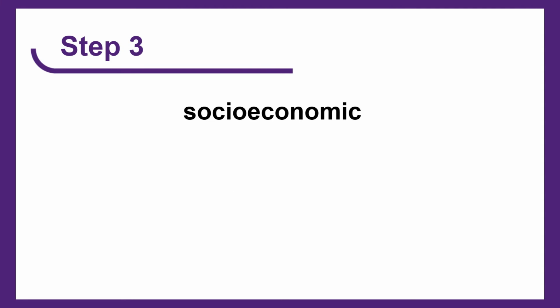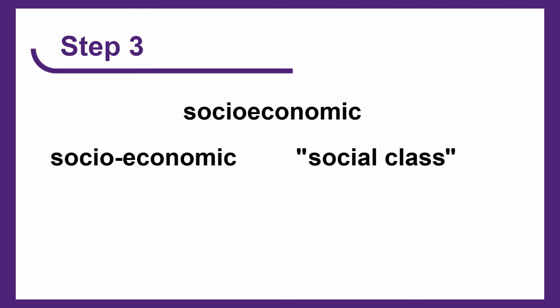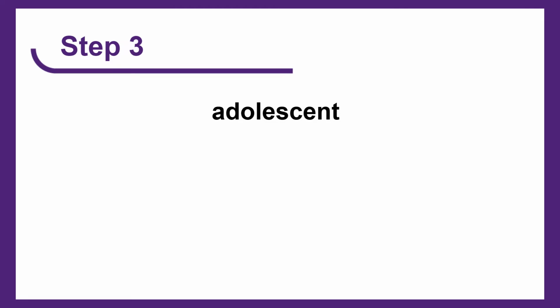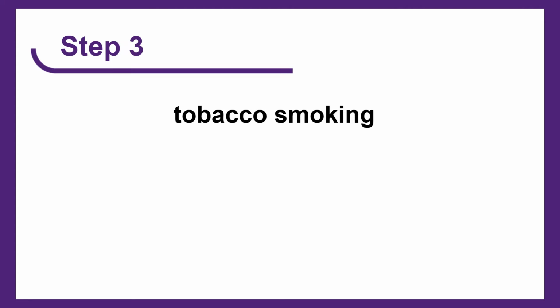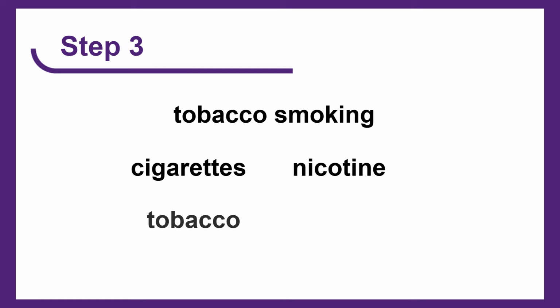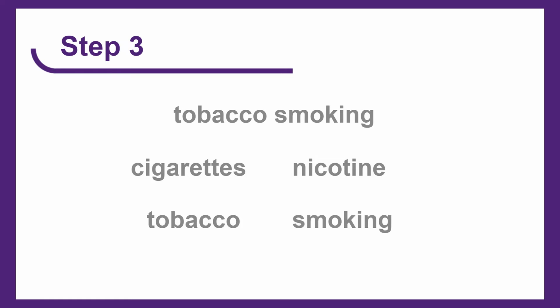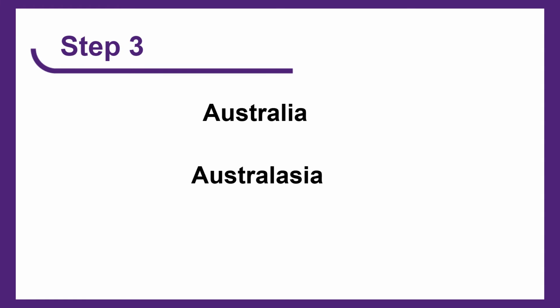So, for socioeconomic, some alternative terms would be socio-economic, an alternative spelling with a hyphen. Social class, written as a phrase. Social status, also written as a phrase. For adolescent, you could try teenagers, teens, or young people written as a phrase. For tobacco smoking, alternative terms include cigarettes, nicotine, tobacco as an individual word, smoking also as an individual word. For Australia, you could use Australasia.